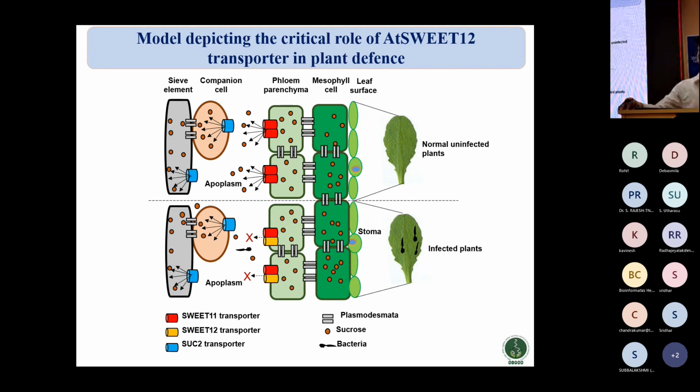Yeah, Gitanjali, go ahead. Actually, you were told about there is resistance. Resistant, right? If the plant does not have it, yes. Yes.